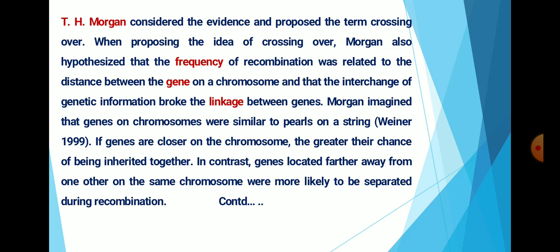T.H. Morgan considered the evidence and proposed the term crossing over. While proposing the idea of crossing over, Morgan also hypothesized that the frequency of recombination was related to the distance between genes on a chromosome, and that the interchange of genetic information broke the linkage between the genes.